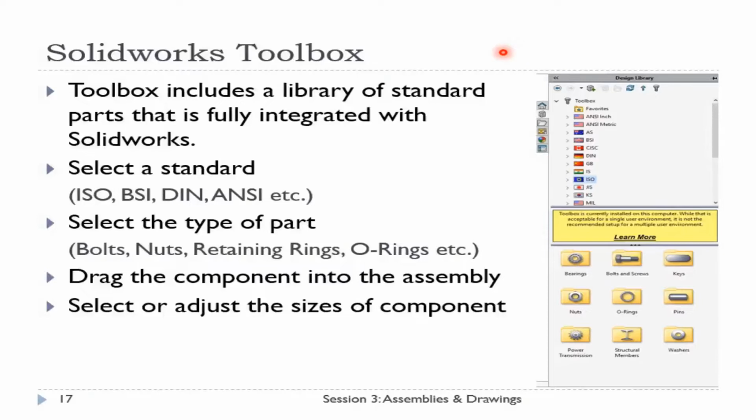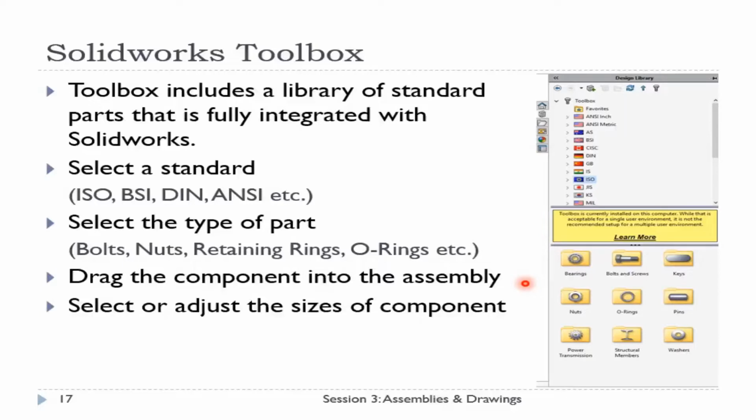Effectively, we use an add-in in SolidWorks called Toolbox. Toolbox is effectively a library of standard parts that is fully integrated with SolidWorks. Once the Toolbox add-in is active, you can find various standards, and then you can select the standard, let's say ISO standard, and then under each standard folder you would see different part types. Those are the standard parts that are made to the selected standard. So you can find bolts, nuts, retaining rings, keys, O-rings, pins made to the ISO standard. And similarly, you can find similar components for British, German, or American standards.